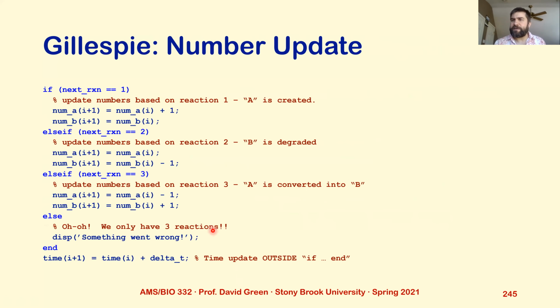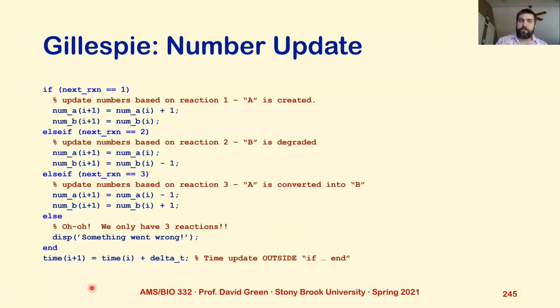The one last little piece of MATLAB we might want to discuss is how we do a number update. The best way to do this, or maybe not the best, but a well-defined way to do this is simply with a series of if and else if statements. We ask if our reaction was the first one, then update the numbers based on that reaction. If it was the second reaction, do a different update based on that reaction. If it was reaction 3, do a different update.